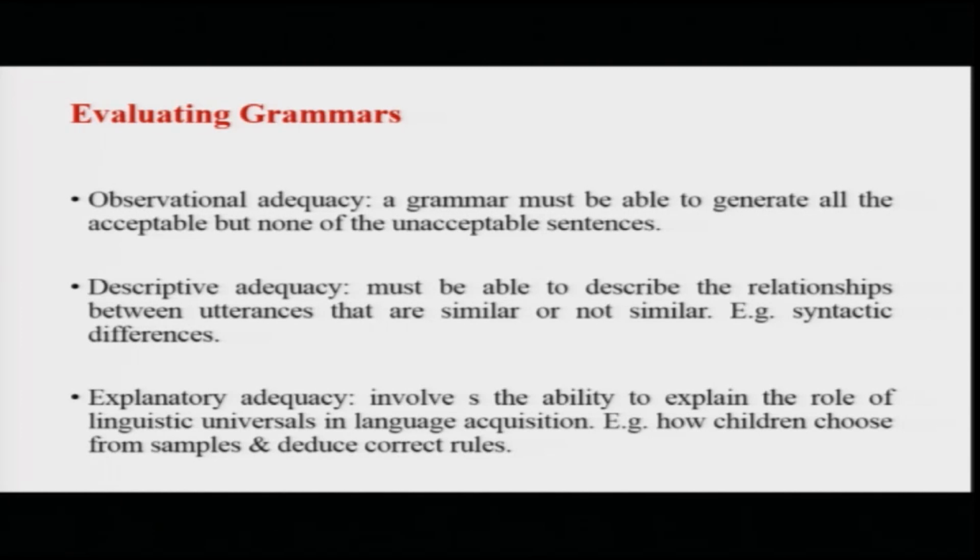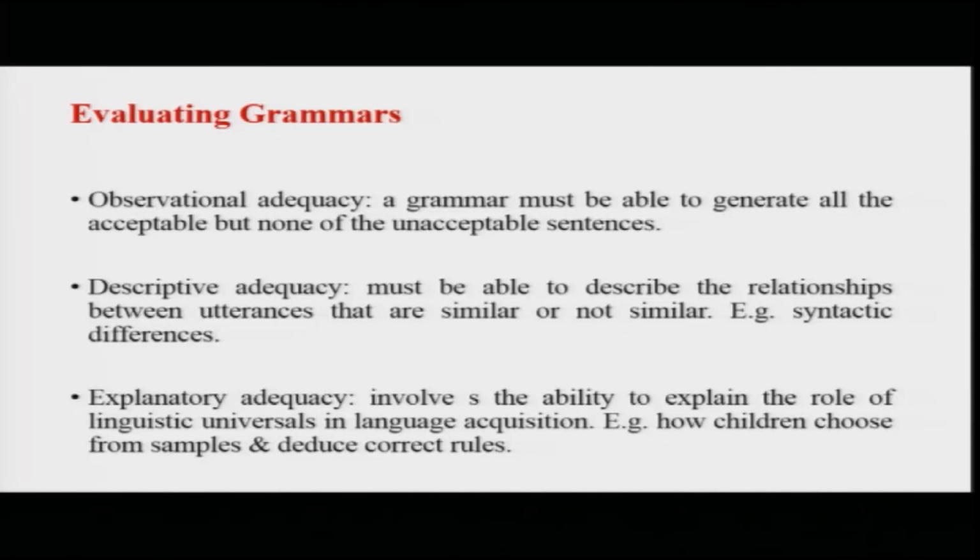You can check whether the grammar is observationally adequate, meaning a grammar must be able to generate all the possible structures. So if you are specifying a particular grammar for a particular language, it should be able to generate all the sentences that are possible within that language. There should not be one sentence or two sentences that are left out unexplained by this particular specification of rules, that is grammar. If a grammar does that, it is said to be an observationally adequate grammar.